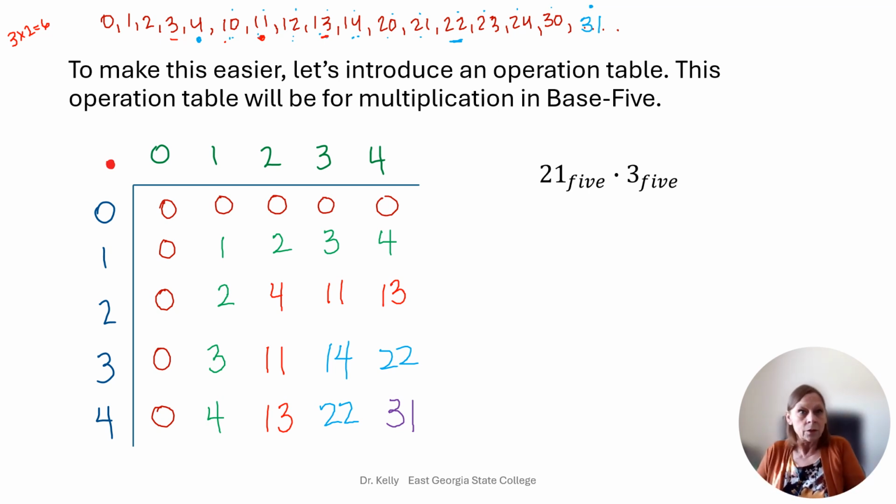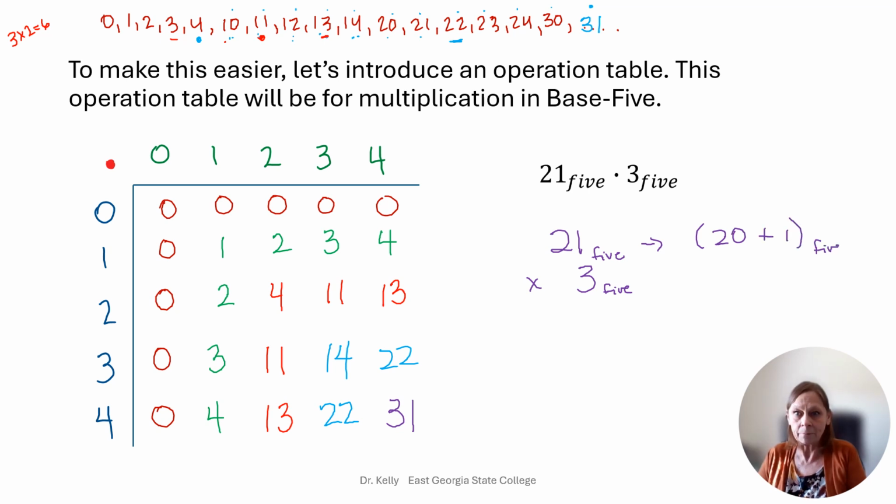So let's look at this 21 base 5 times 3 base 5. So we've got 21 base 5 times 3 base 5. And I want to rewrite that. 21 base 5 is 20 plus 1 base 5, right? And 3 is just 3. There's no way we can break that one up.